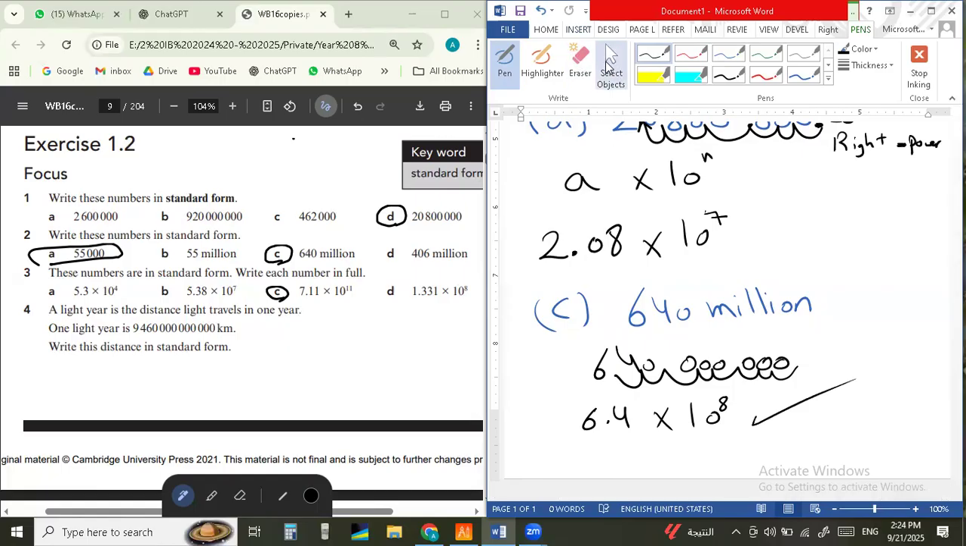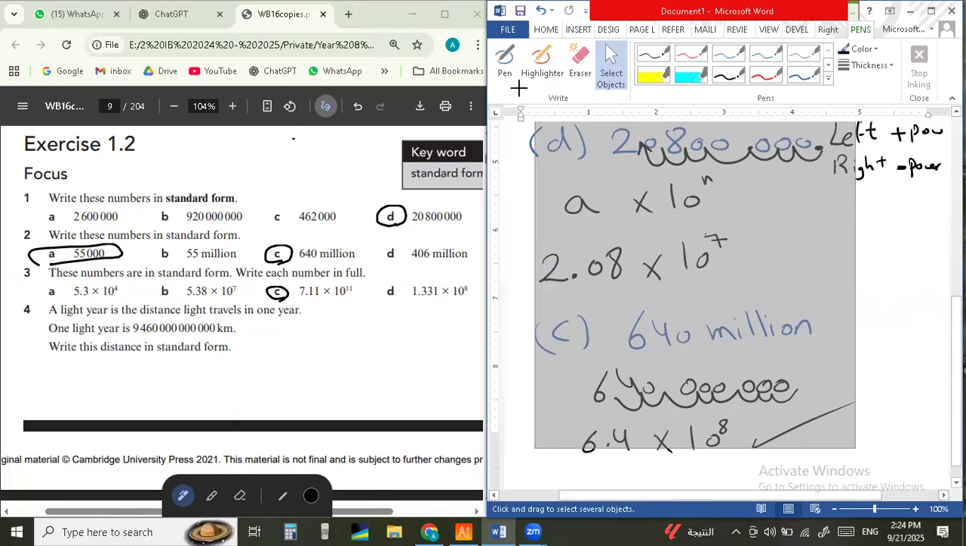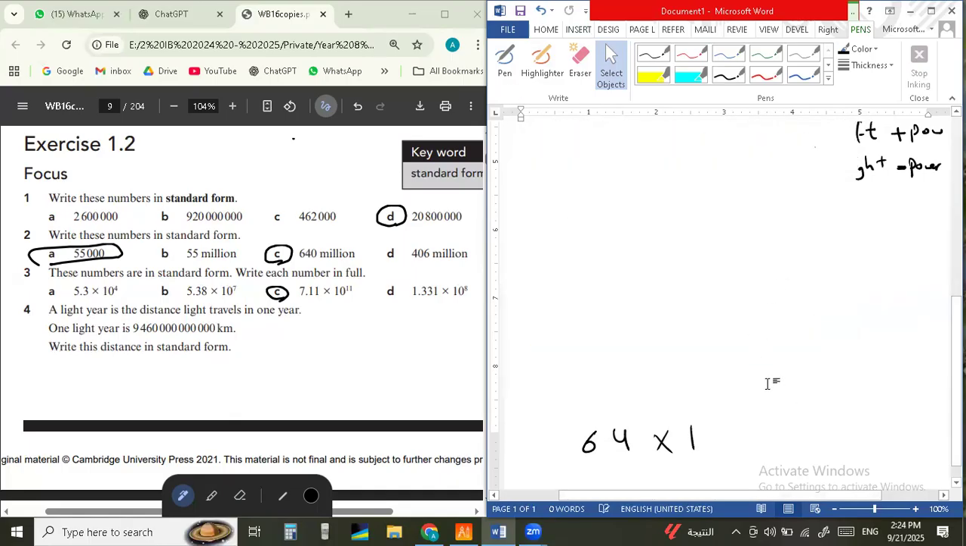All right. Now we're going to need to move to the next page. Just a second. Let me remove this.